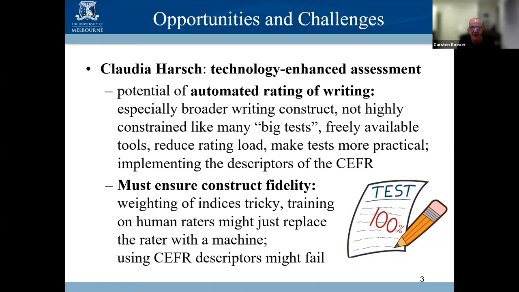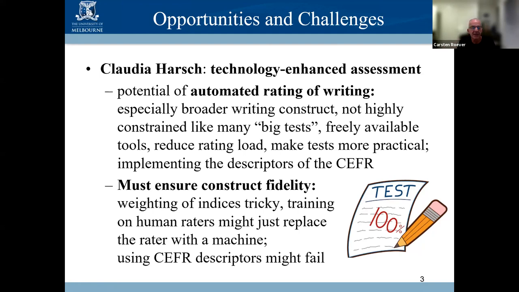And as Claudia pointed out, for writing, you can have broader writing constructs. You don't necessarily need to be as highly constrained as many of the big tests are, where the universe of operationalization is defined razor sharp and the universe of generalization is defined razor sharp. You can use indices, and there are a lot of freely available tools out there that can reduce rating load and make the test more practical. Developing from the ground up, like I know ETS did for TOEFL writing, a system that will automatically score writing is a big, big effort that takes years and years to really get off the ground. And interestingly, Claudia related it to the CEFR, and how we can then try to implement CEFR descriptors.